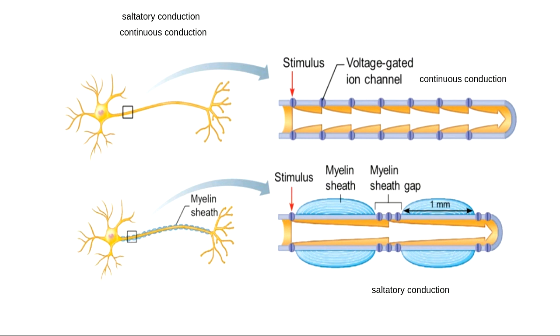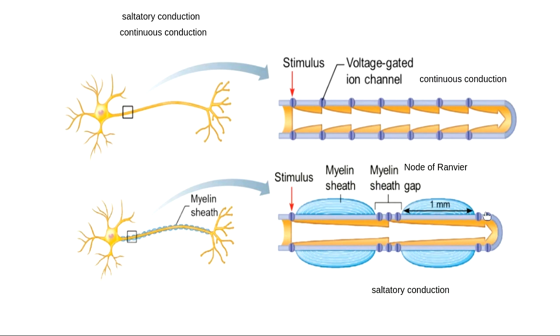Remember the word that we used in lab for it, we called it a node of Ranvier. That's a place where I don't have myelin. So I depolarize my membrane right here. I don't have to do it right here. I just have to do it again right here at the node of Ranvier. And then that message can travel a little bit of distance again. I don't have to do anything here. I do have to do it again here.